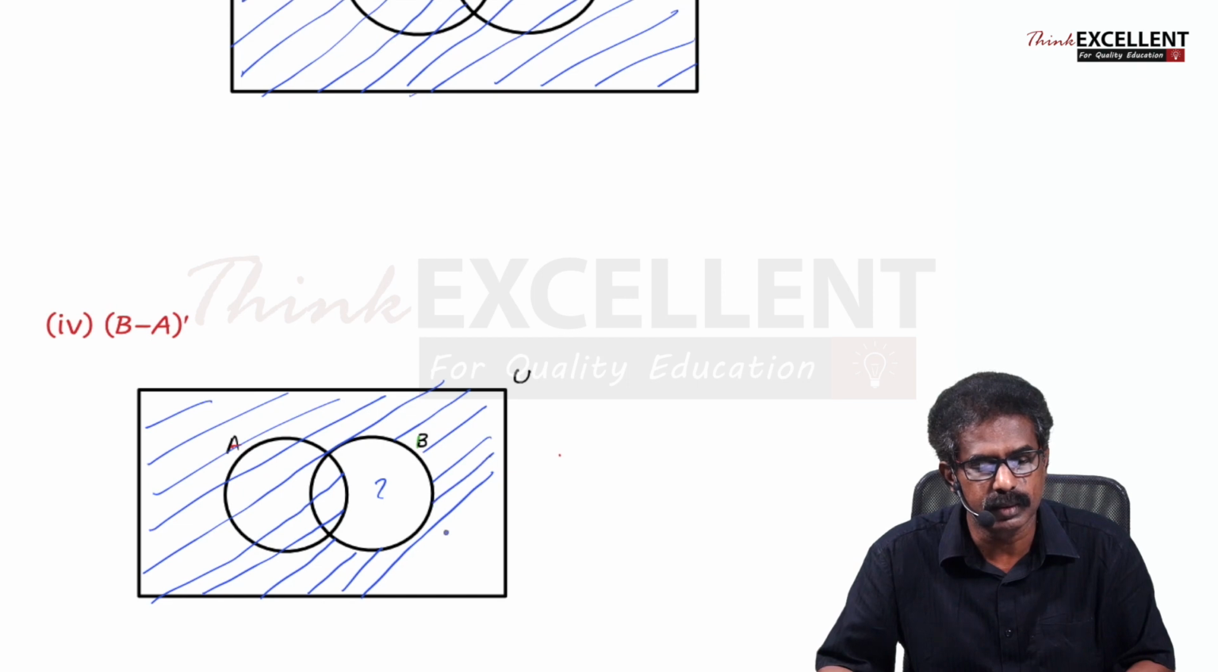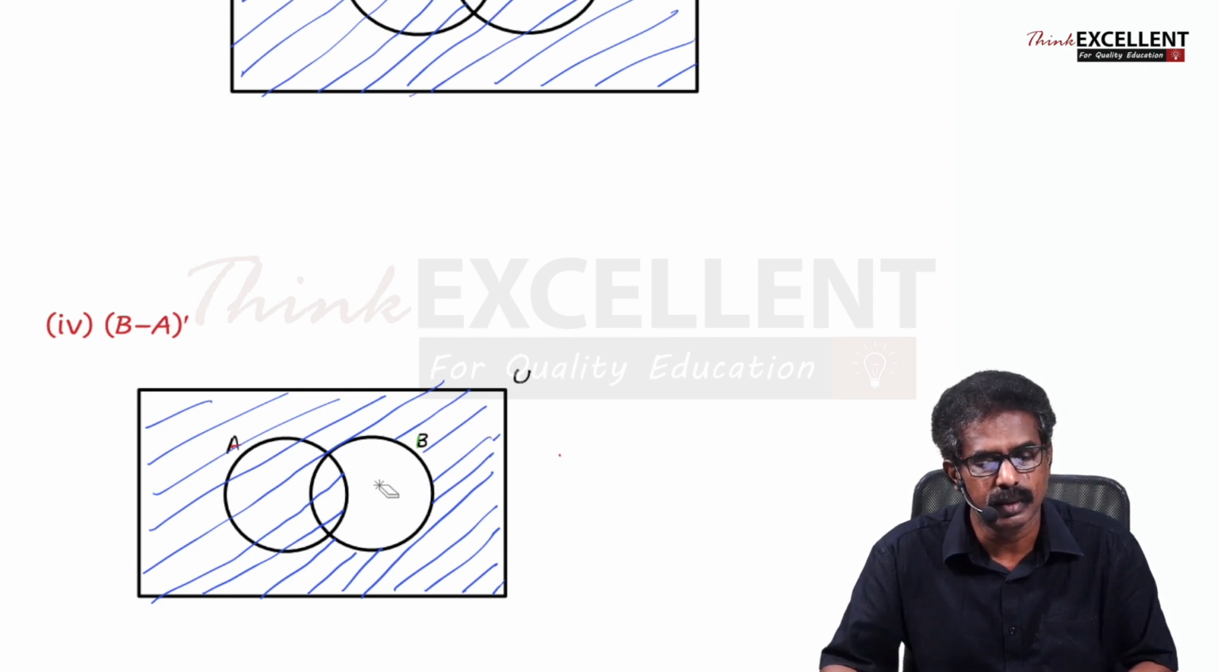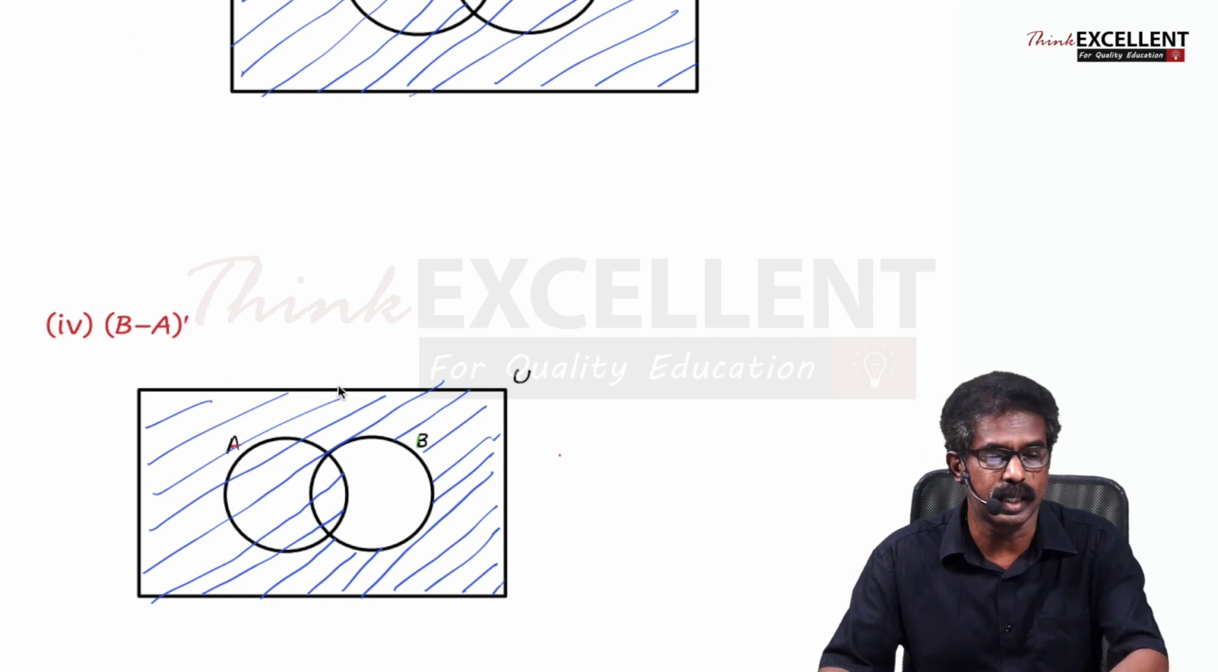Are you able to understand? But you have to practice it, but don't waste much time. This should be neat also. So leave this, only that portion you have to leave, and shade the remaining one. Okay, so that is B minus A the whole dash.